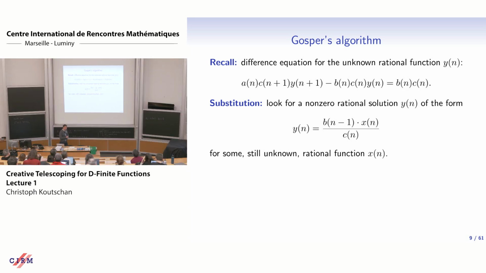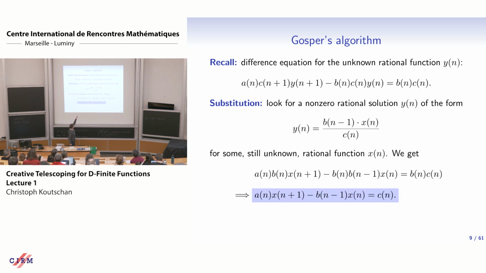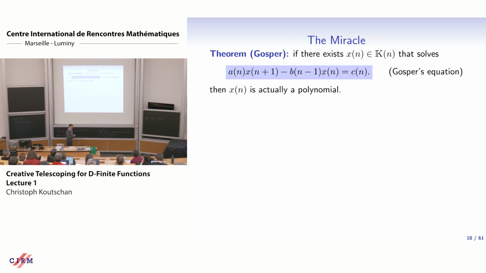So the b and the c, these are known, and x now is yet another unknown rational function. And if we make this change of variables, the above equation simplifies, and you see that it can be obviously simplified even more by dividing out the b of n that is now everywhere. So we get this nice equation. And not only is this equation simpler than the original one, it has a very distinctive feature. So this is called Gosper's equation, and the true miracle happens now.